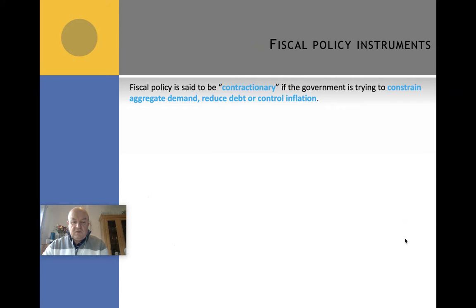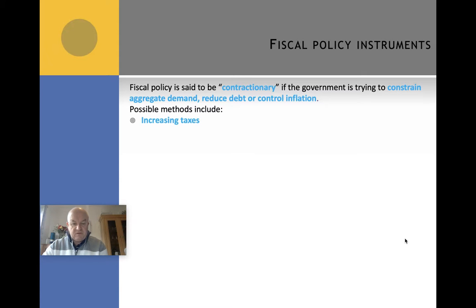Let's go into these in a bit more detail then. So we talked about expansionary fiscal policy. We're now going to look at contractionary fiscal policy, and that's where effectively the government is trying to constrain or reduce aggregate demand, or to reduce debt, or to control inflation. So there's a whole range of reasons why the government might choose to use contractionary fiscal policy, as mentioned there.